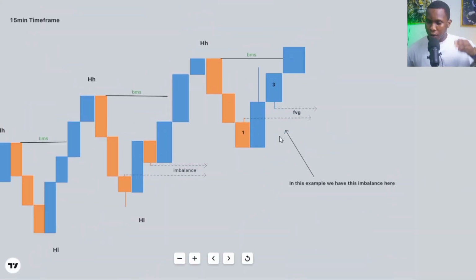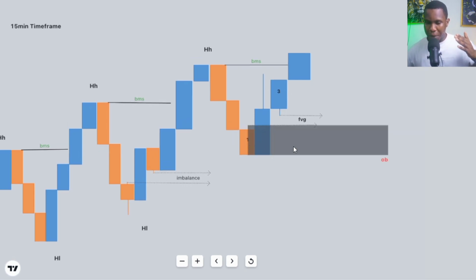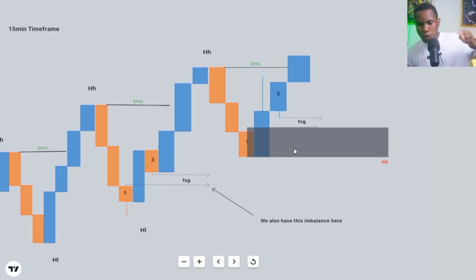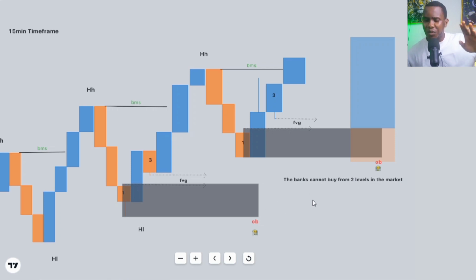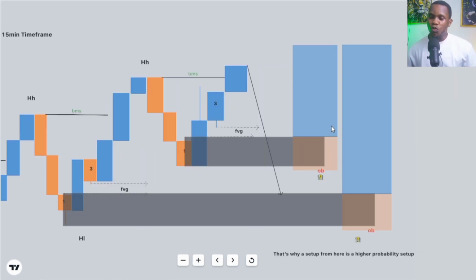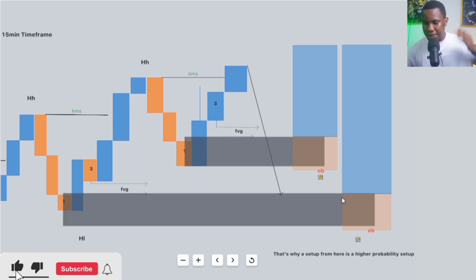We have this imbalance here, 1 2 3, high of this first candle, low of this third candle, and this is our order block. But also below this order block we also have this imbalance, this order block here. The thing here is that the banks cannot buy from these two levels in the market, and that is why a setup from this order block here will make our order block a higher probability one.